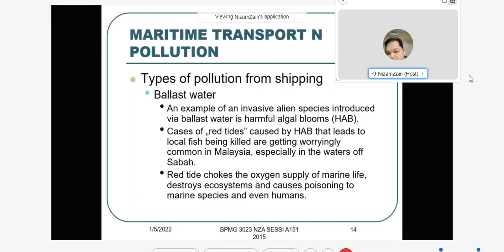Okay, red tide chokes the oxygen supply of marine life, destroys ecosystems, and causes poisoning to marine species and even humans. So that's why I told people, when marine species are affected, definitely humans will be affected, because humans are the main eaters of seafood, marine species, fish and all the seafood.